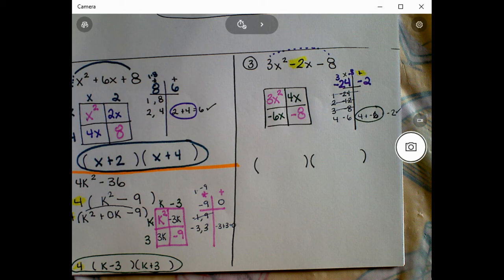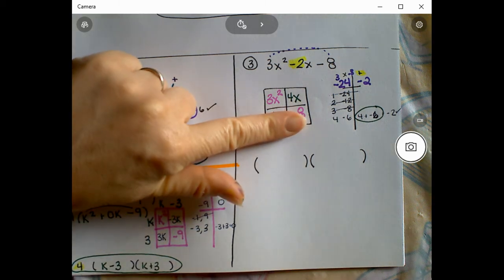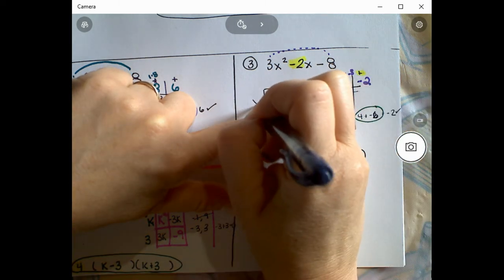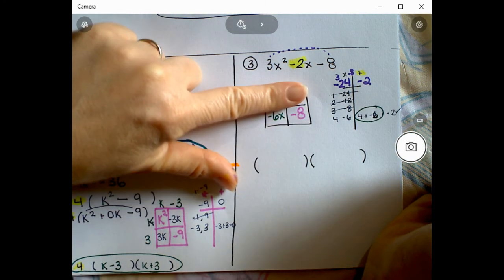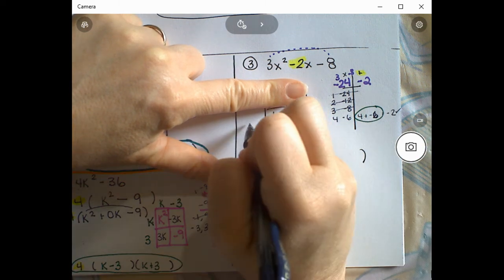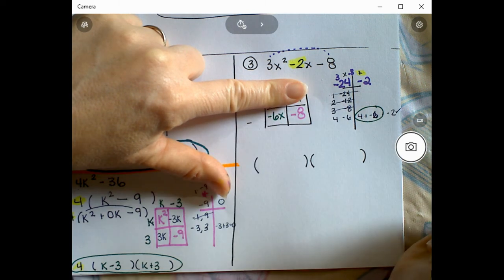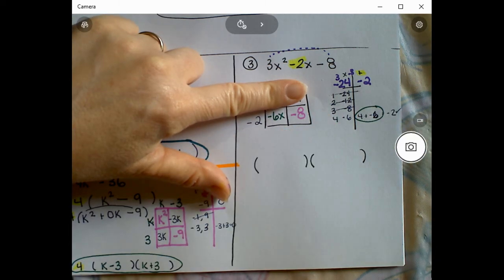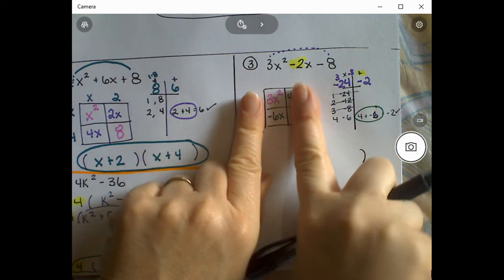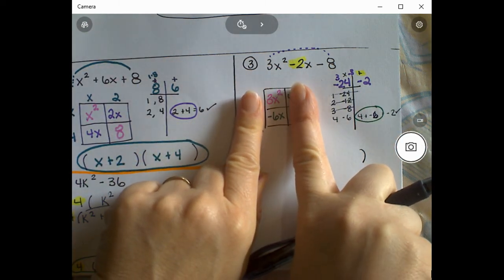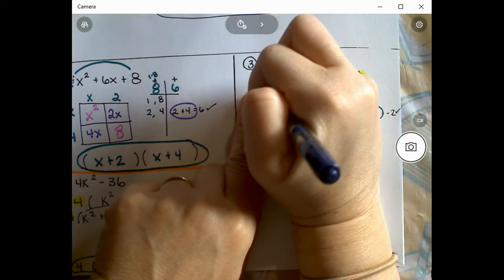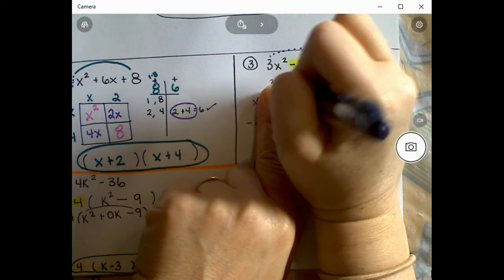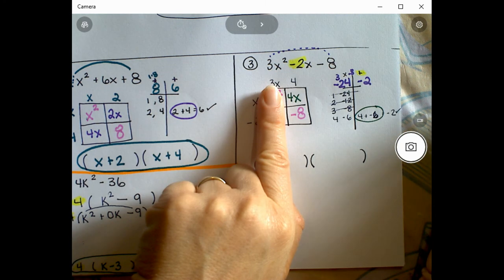Again, this is a review of what we did in class so that I hope you see how it works. All right, now we're in the GCF part, so we're going to look at each pair. 3x squared and 4x, the GCF is x. Negative 6x and negative 8, we're going to do negative because the first term is negative, and we can divide both of these by 2. Okay, next. 3x squared and negative 6x is going to be 3x. 4x and negative 8 is going to be 4, the GCF.